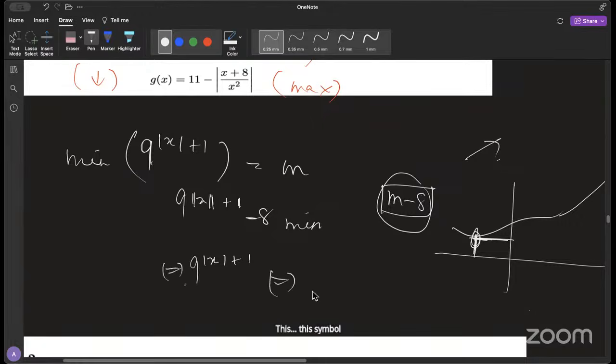This symbol is for if and only if. This function is minimum if and only if mod x plus 1 is minimum, and this is minimum if and only if mod x is minimum.